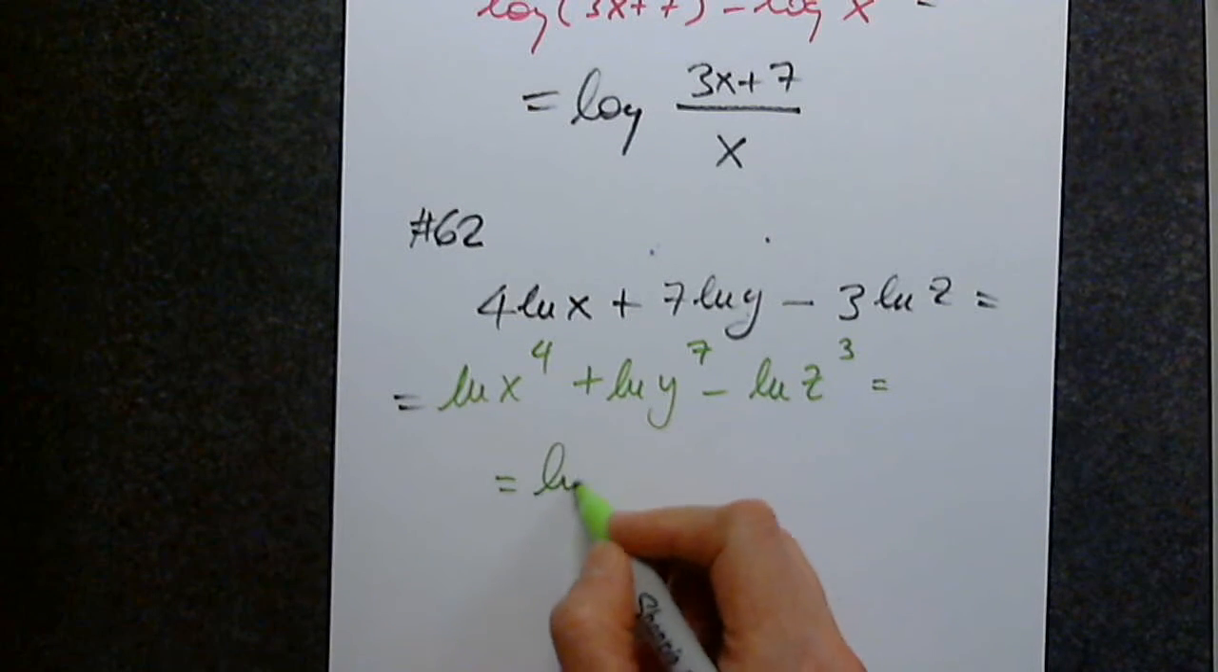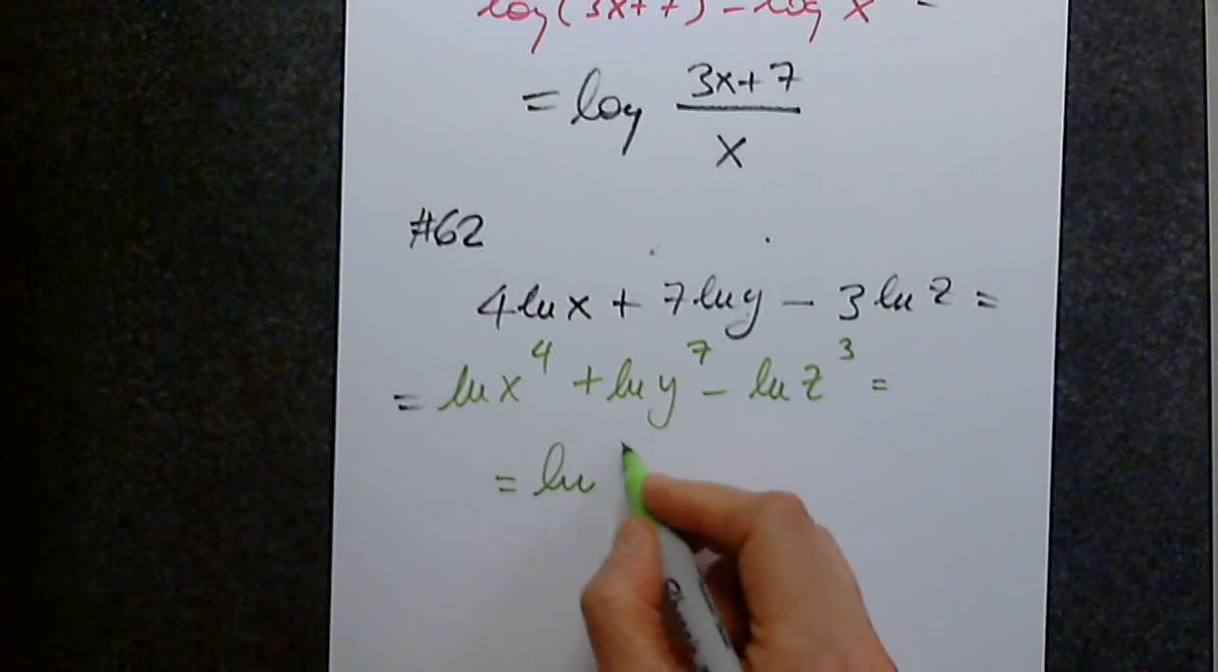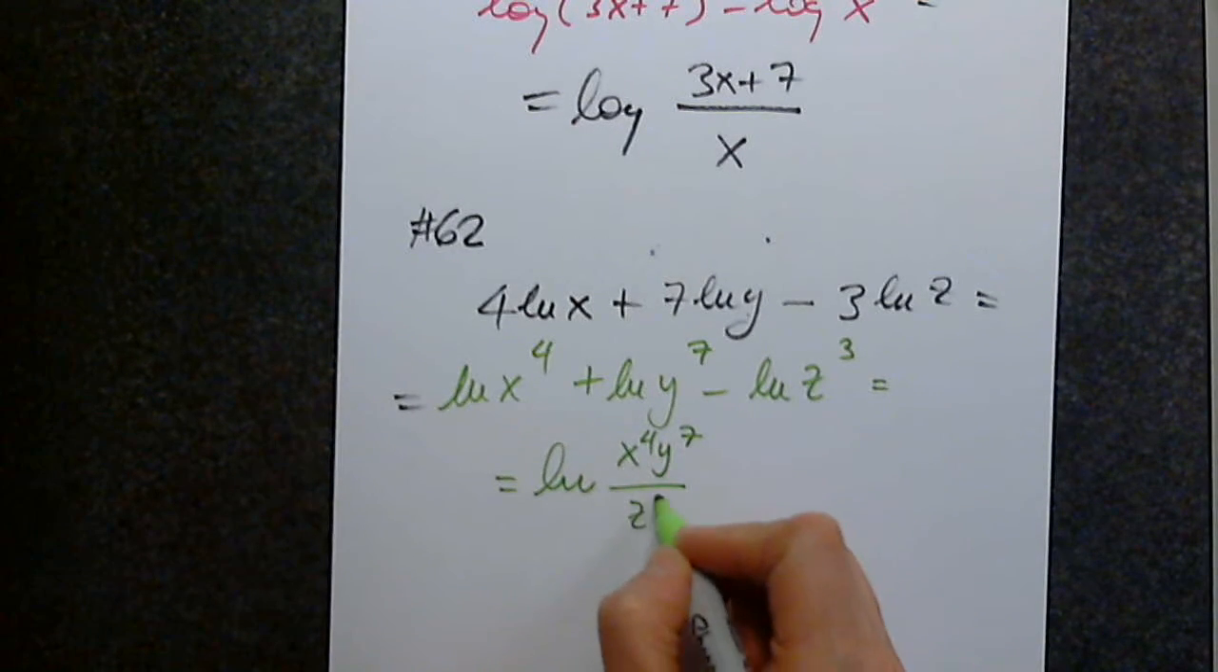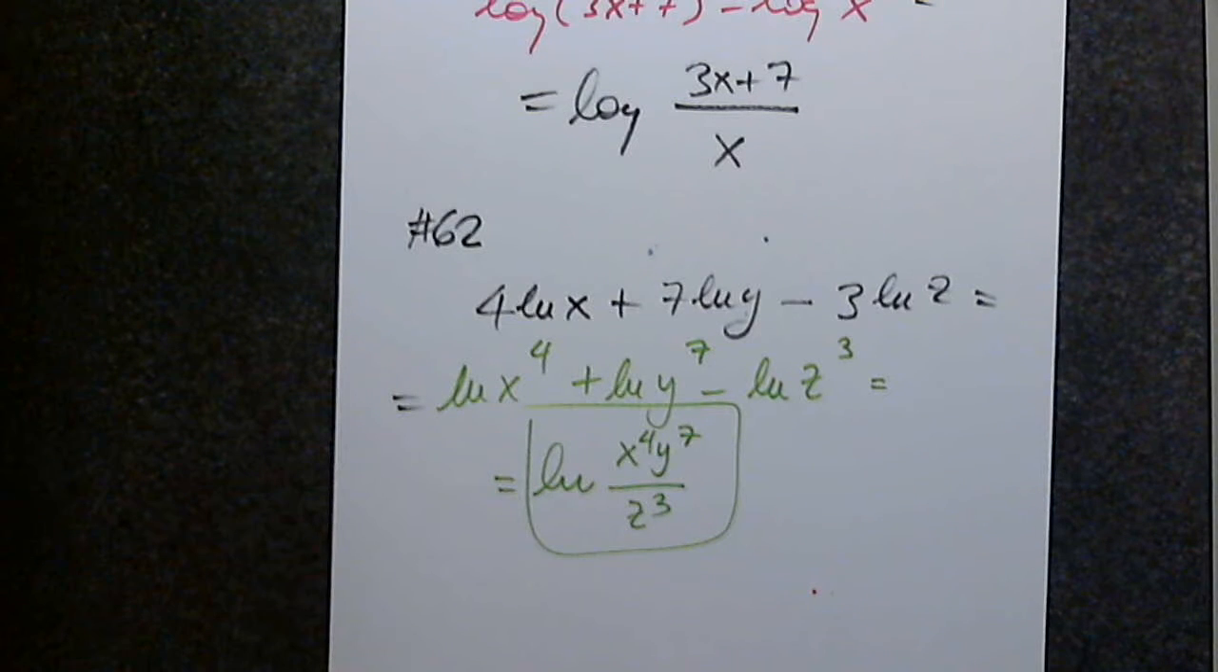So, natural log of x to the 4th times y to the 7th over z to the 3rd. That's it. So please choose now anything you want from 41 through 70, and then we'll continue with equations.